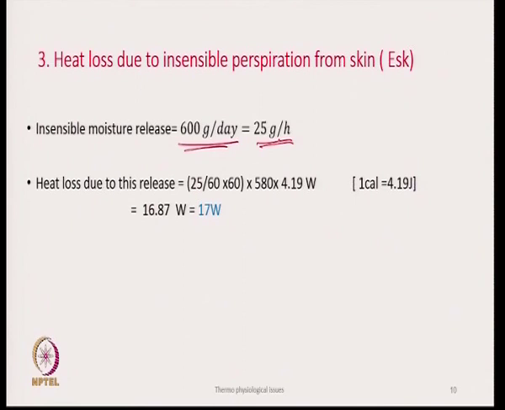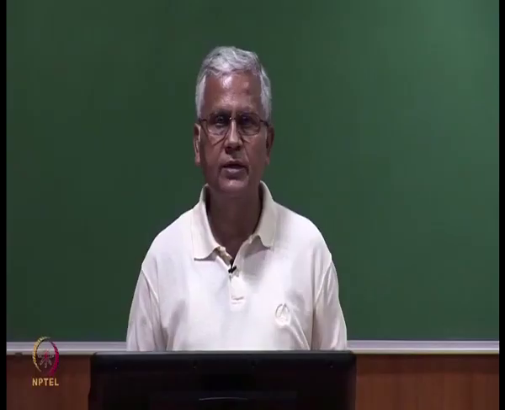25 gram per hour. We find out 25 by 3600, that is gram per second, and then convert it by the latent heat 580, that becomes joule, then multiply by 4.1119, it becomes watt. So, it is equivalent to 16.87 watt, that is 17 watt. So, the body is losing 17 watt of heat because of generation of moisture from the skin, which is insensible moisture, we do not come to know also about it.